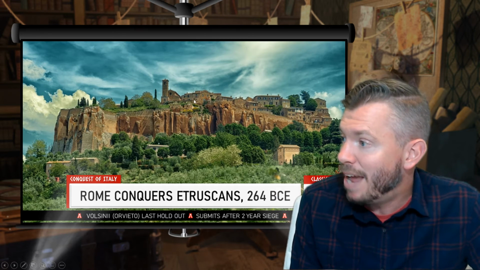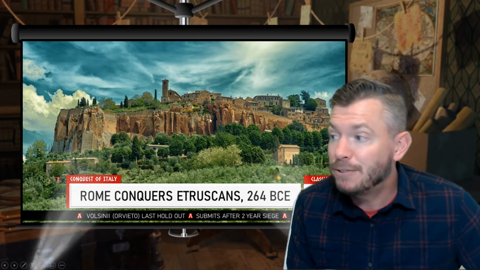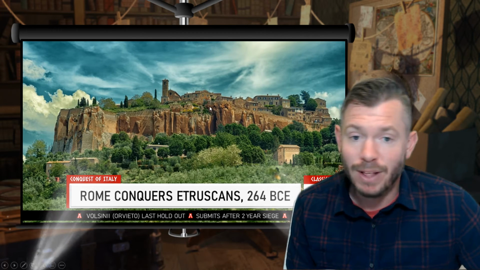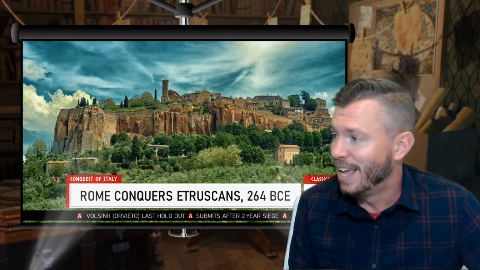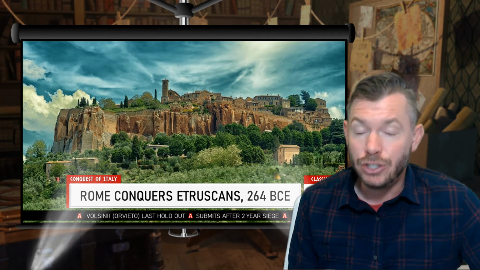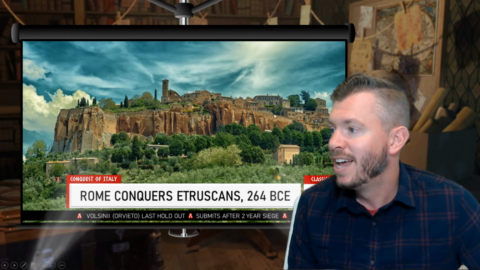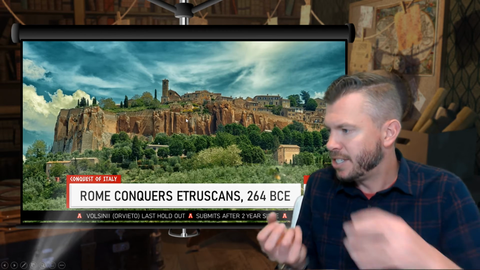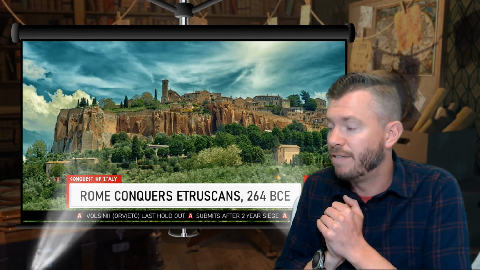Now, Rome never actually makes its way in there by force. But after 2 years, Rome, or the Etruscans, have just had enough, right? It's 2 years of eating nothing but birds and having to drink the well water, and they give up in 264. And that's the last of the Etruscan holdouts, which again is commonly associated with the modern city of Orvieto.